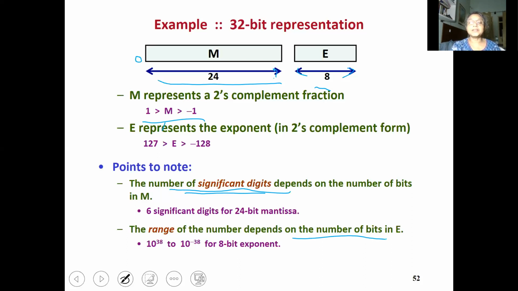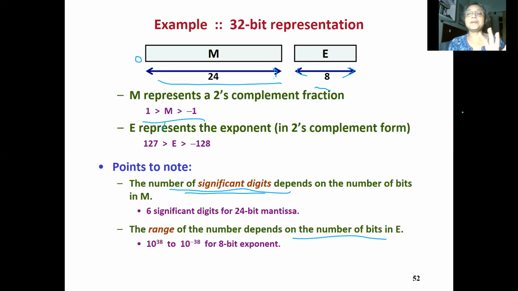So if you have an 8-bit exponent, it can store from 2 to the power -128 up to 2 to the power 127, which is equivalent to approximately 10 to the power 38, and the smallest fraction is 10 to the power -38. So if you are given a number of bits, you can break up.